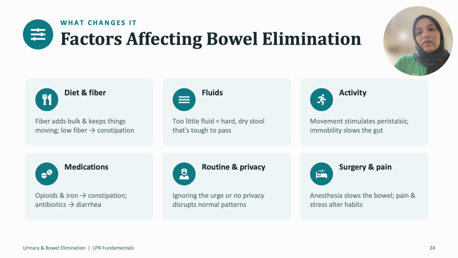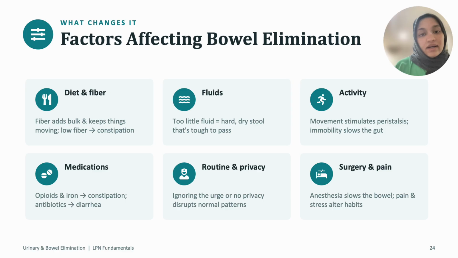What affects bowel movements? We know diet and fiber. Fiber adds the bulk that keeps things moving. Fluids, too little, and the colon pulls all the water out, leaving hard, dry stool. Activity, moving around, literally stimulates the gut, which is why immobile patients get constipated.